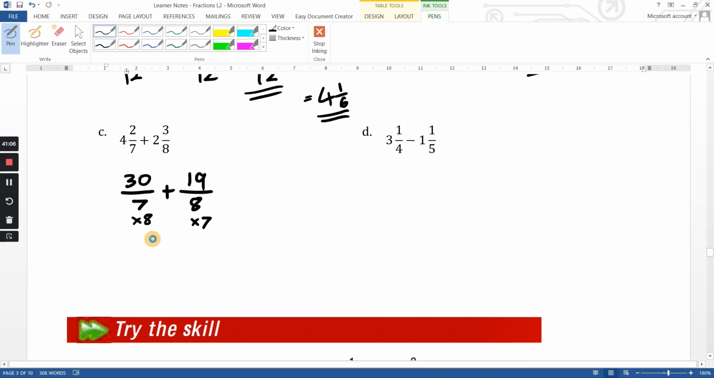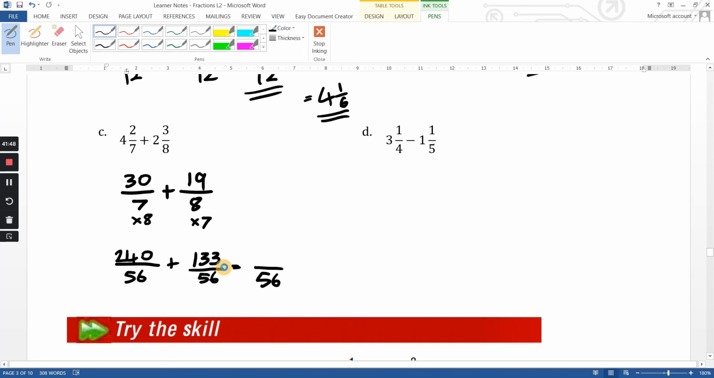What we're going to get at the top, 8 times 30. Well, let's do 8 times 3 first. That's 24. Stick a 0 on the end. So that's 240 over 56. Yep. Let's do the same for the top. 7 times 19. What's that going to be? Well, if you do 20 times by 7, what's that going to be? 140. And take away 7. 133, isn't it? And then 56 at the bottom. Yep, your answer is going to be out of 56 as well.